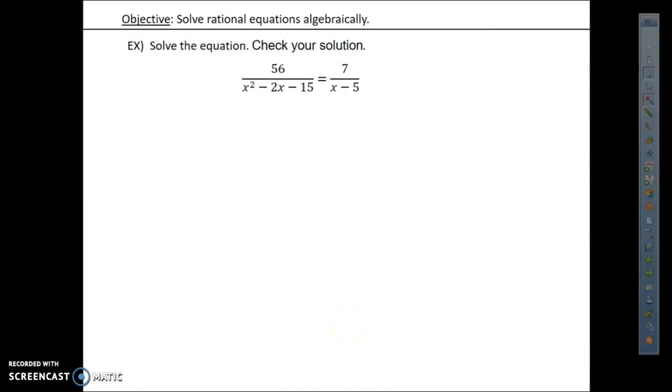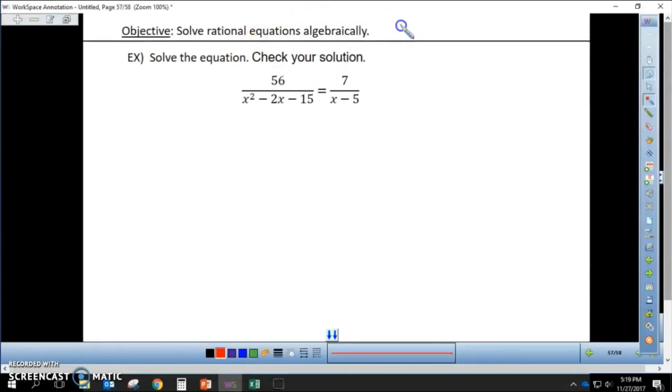Hello and welcome to this video on solving rational equations algebraically. This is the fourth video out of 4. Finally, we have arrived on how to solve rational equations algebraically. So again, noticing just similar to example 3, what we're going to have to do in order to solve this equation is factor the denominator. We need to go ahead and factor our denominator.